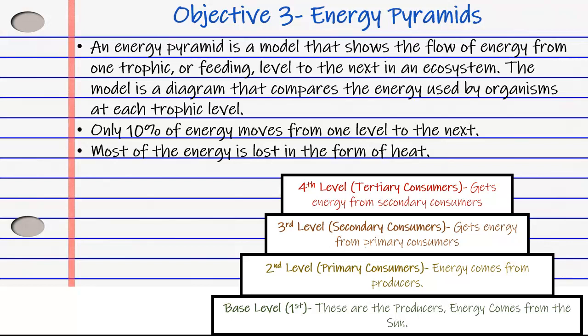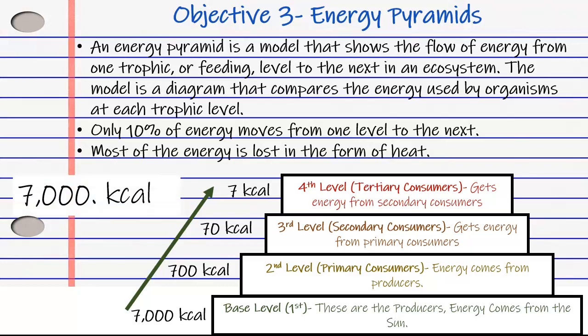Now, remember what I said, that only 10% of the energy moves from one level to the next. So, if we start with 7,000, our next level, they are getting 700. At the next level, they're getting 70. And at the next level, they're getting 7. So, an easy way to remember that is just as you move up, you simply move the decimal over once, or you can just take off a 0. And that's 10% as you go up. So hopefully we're not getting too confused with that math.